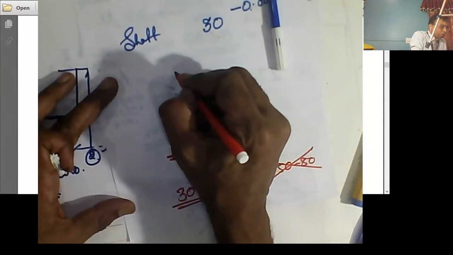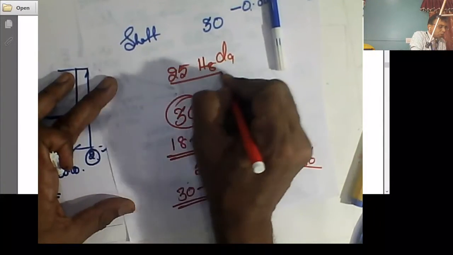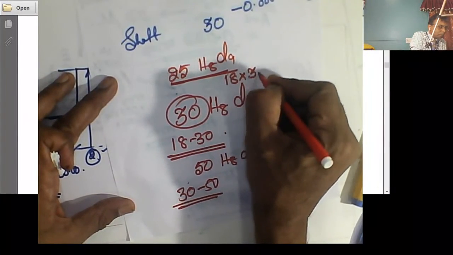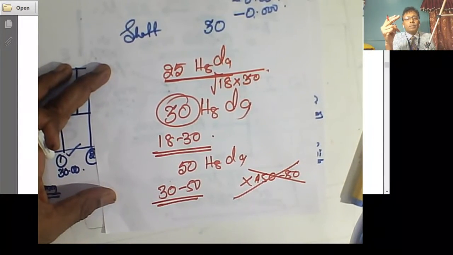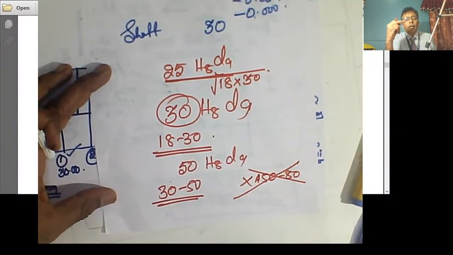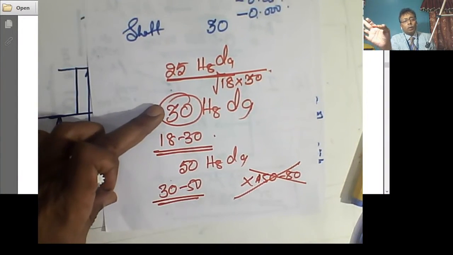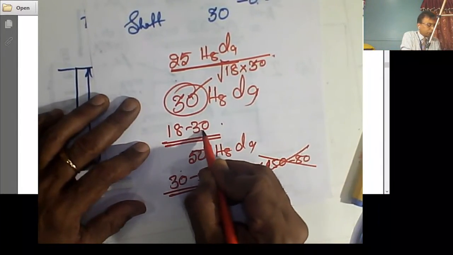Next, if the given value is 25H8D9, no ambiguity, straight away you have got 18 to 30. 25 lies in the range between 18 and 30. No ambiguity. Got it? The problem comes only when the value is exactly on the changing values.